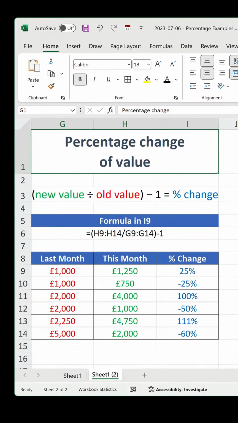To calculate the percentage change of a value, divide the new value by the old value and subtract 1 from the result. For example, £1,000 to £1,250 is a 25% increase, whereas £1,000 to £750 is a 25% decrease.